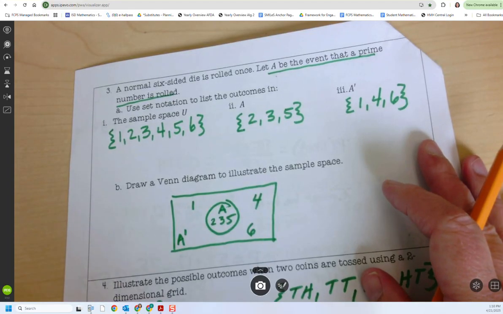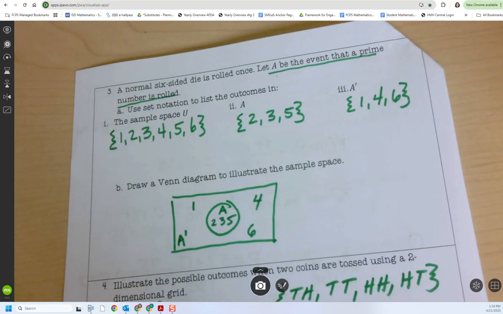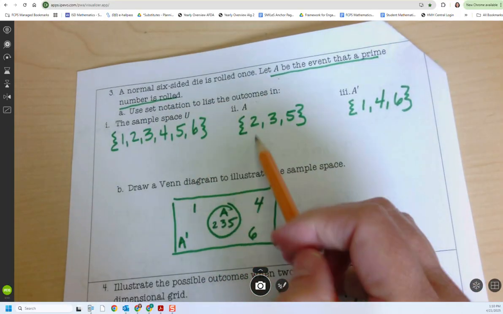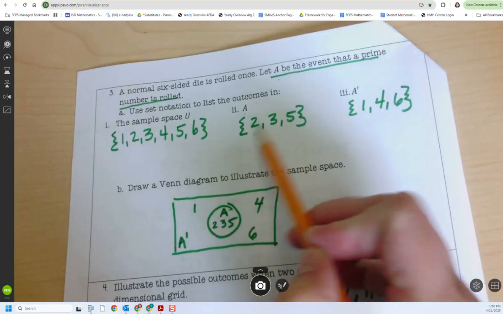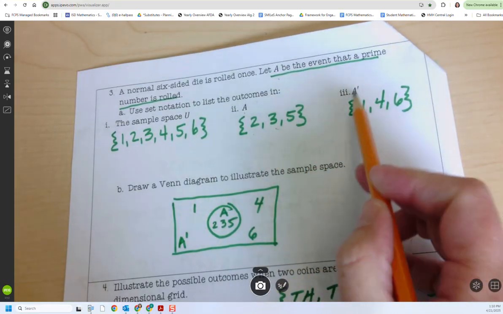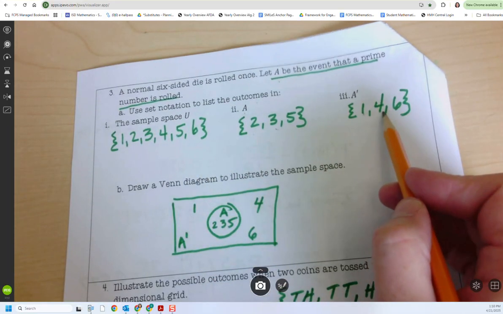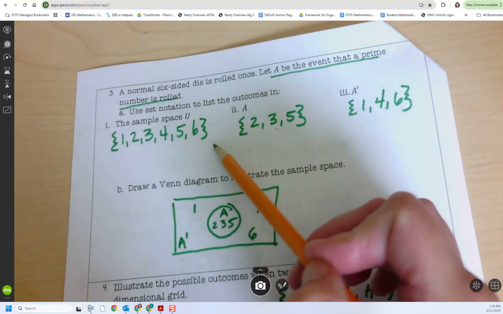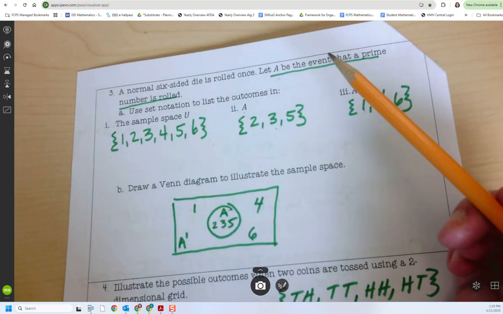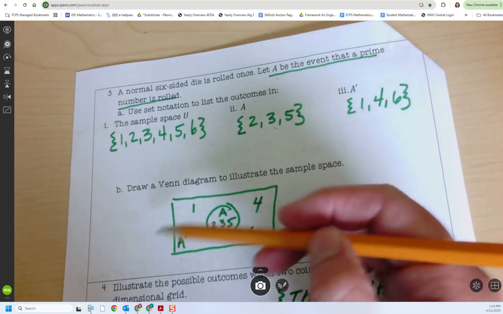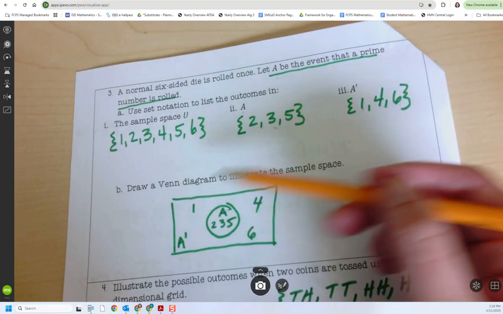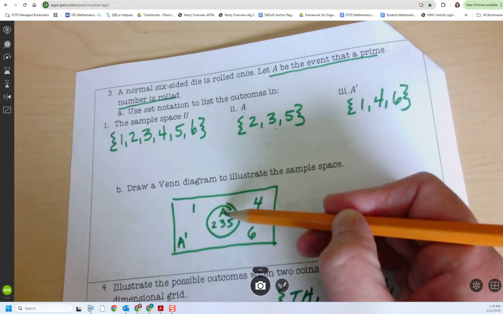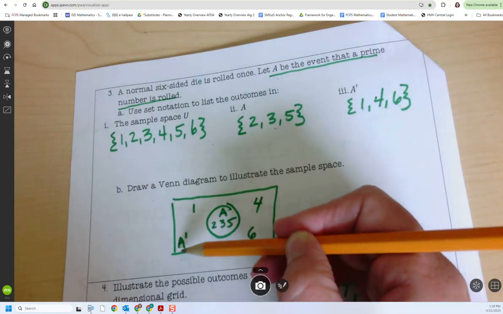So it says, let A be the event that a prime number is rolled. And so we're going to list the set event A, which is the prime numbers 2, 3, and 5. Not A is the numbers that are not prime numbers 1, 4, and 6. And then the sample space is all of the possible outcomes in set notation with these fancy brackets. To make a Venn diagram, you're going to have the rectangle for your universal set of all the outcomes, and then your event A will be in a circle. So event A are the prime numbers, and then out here is not A.